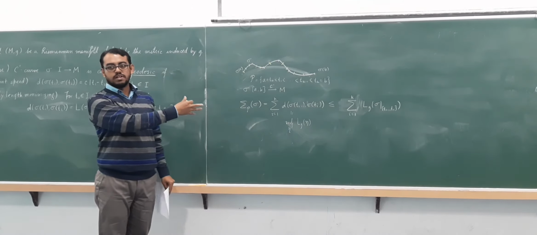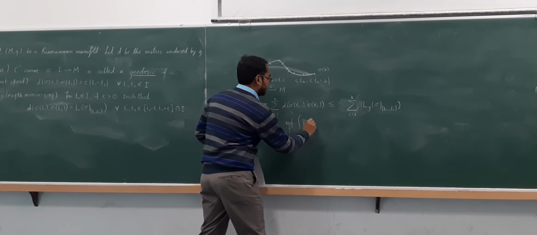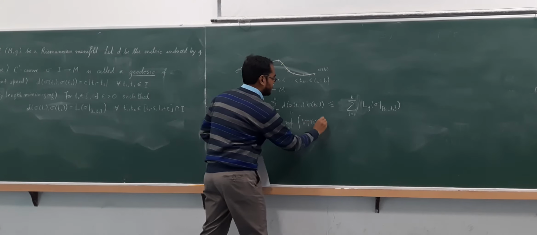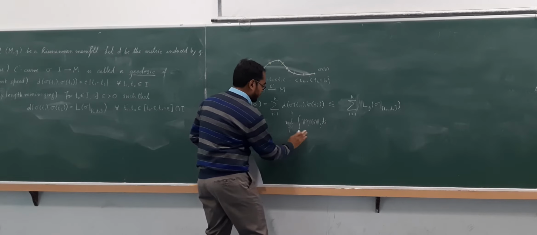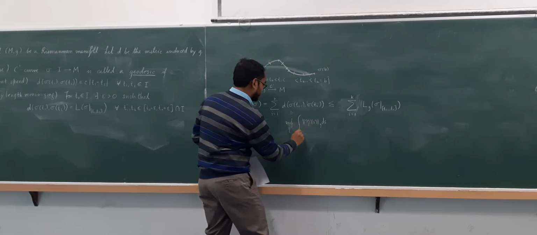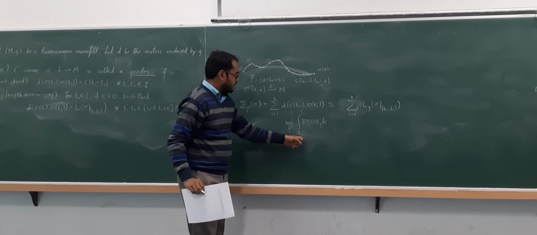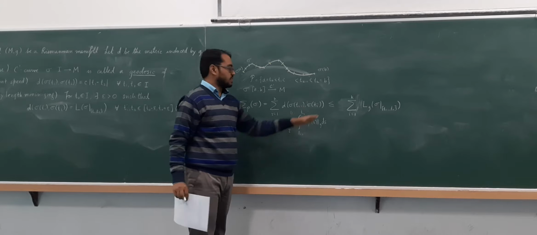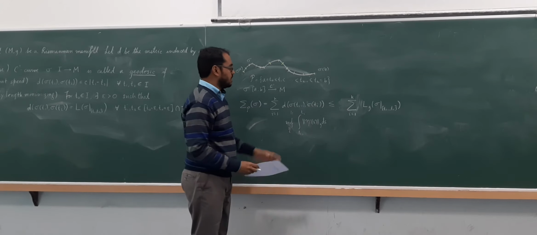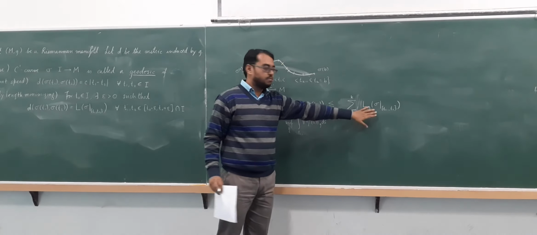This was the definition. Remember, Lg is nothing but the integral of the norm of eta prime of S using the metric g, where S goes from some T_{i-1} to T_i, such that eta of T_{i-1} is sigma of T_{i-1} and eta of T_i is sigma of T_i. This is over all curves, and in particular, sigma is one such curve. So definitely the infimum is going to be less than this.